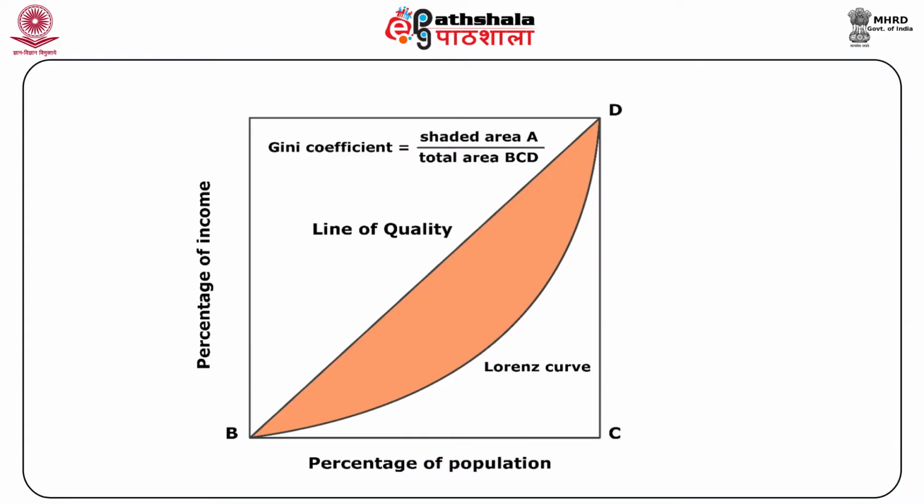The line of equality shows a perfectly equal income distribution, that is, x percent of households earn x percent of total income. This is depicted by the straight line BD. The closer the Lorenz curve is to the line of equality, the more evenly distributed is the income. The more it sags away, the greater is the inequality and uneven distribution of income.